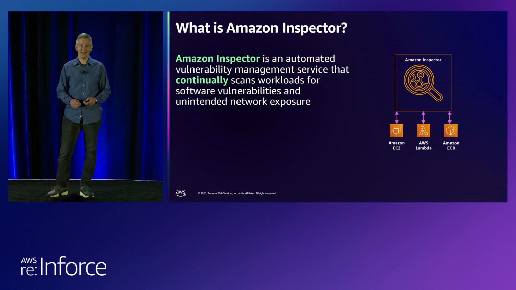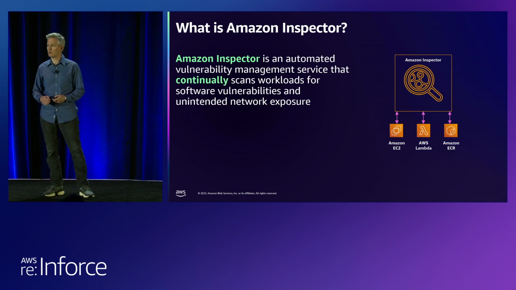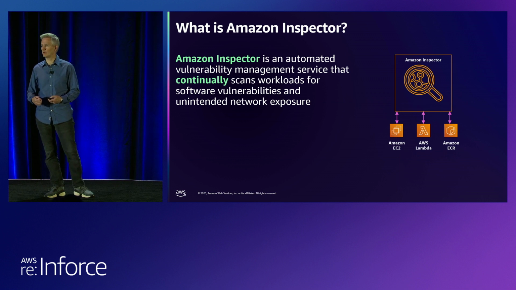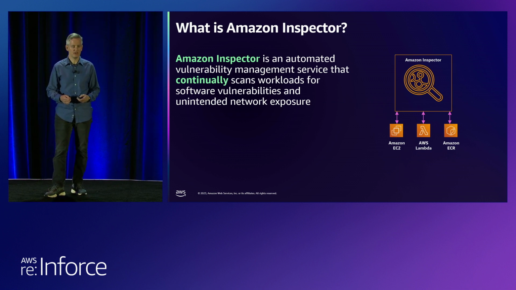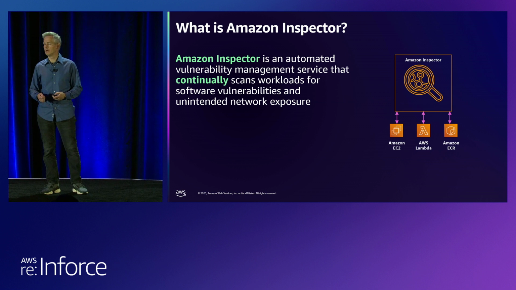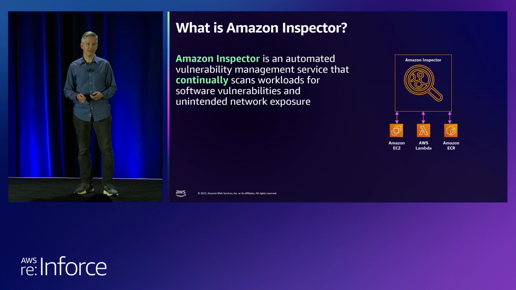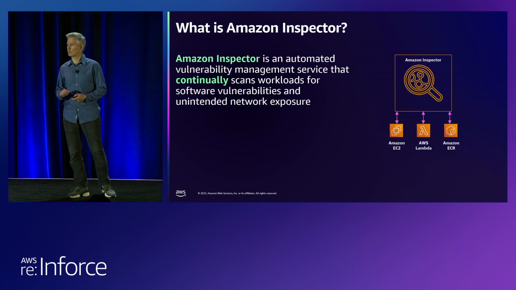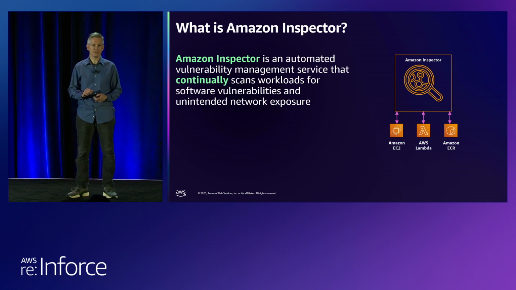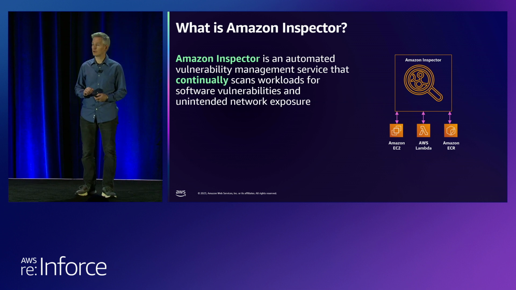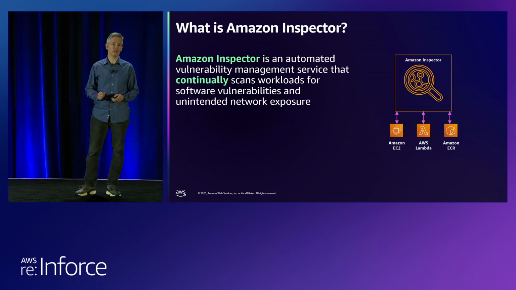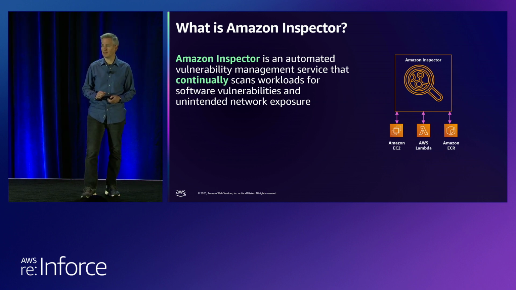And what we mean by that is this is a service that tries to unload the responsibility of having to figure out what to scan, when to scan. It wants to take care of that for you. And this is a product that will continually scan all of your workloads for software vulnerabilities and unintended network exposures. And today we support three types of workloads. Workloads on EC2 instances, workloads that are serverless running through Lambda, and workloads on containers where you're using images stored in Amazon ECR.